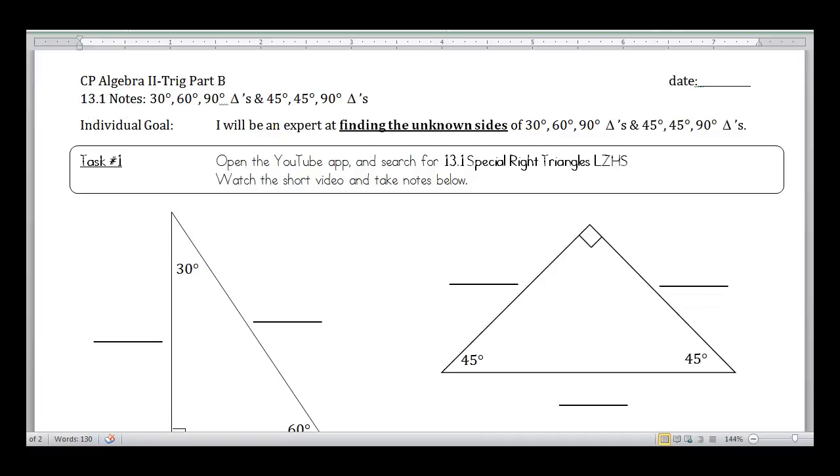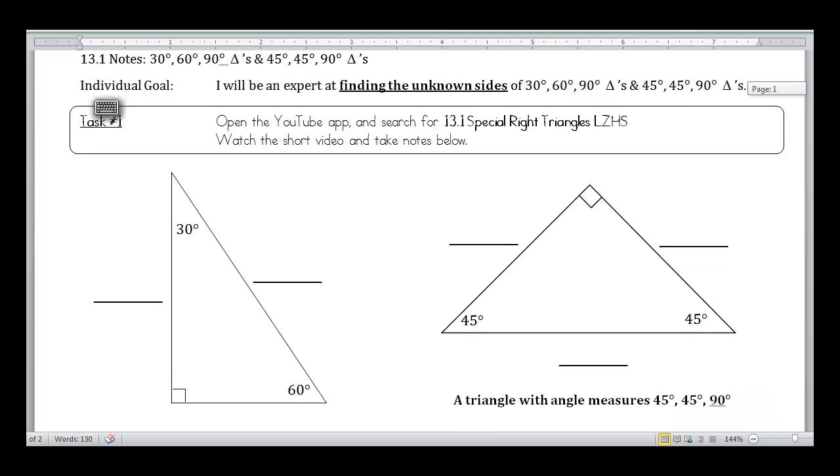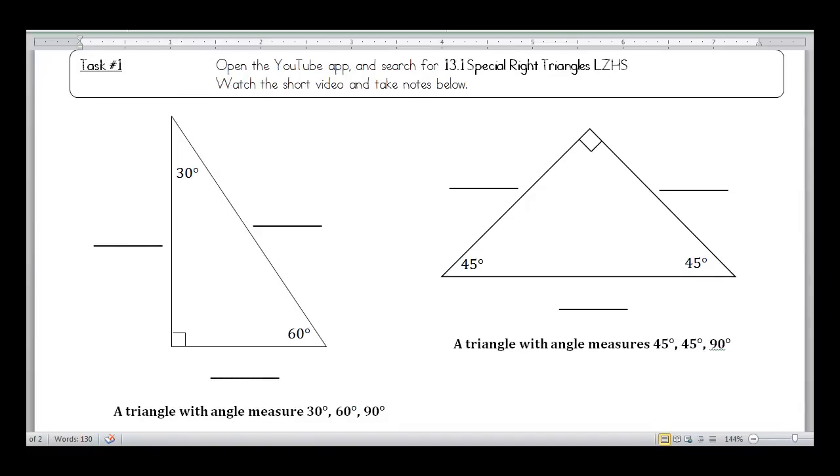In this video, you will learn how to find the unknown sides of some special right triangles with acute angles of 30-60 degrees and also 45-45 degrees. Let's first look at a 30-60-90 degree triangle.